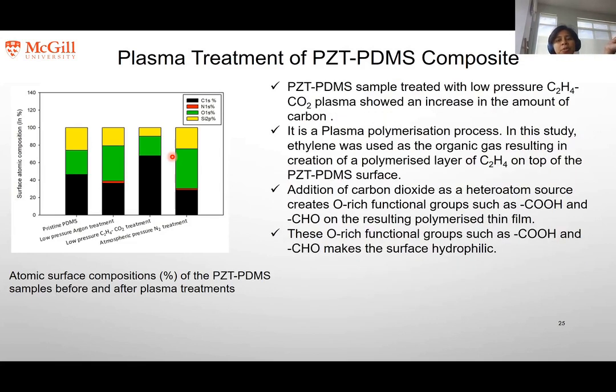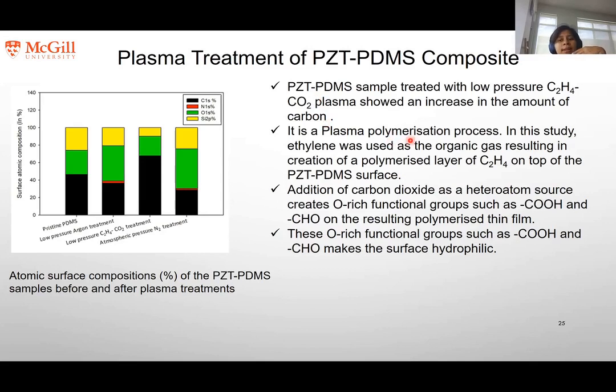On the other hand, when we did the polymerization process, we did it with a combination of carbon dioxide and this gas, and you can see that in this case, of course, the amount of carbon increased. And as I said, it's the plasma polymerization process. So in this study, as we said, we used ethylene and carbon dioxide.